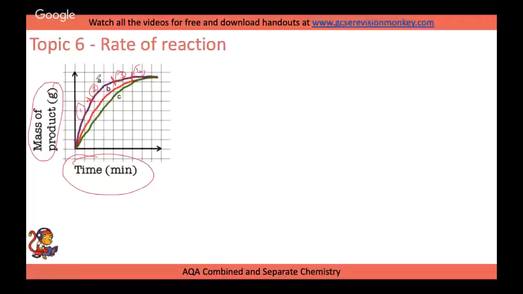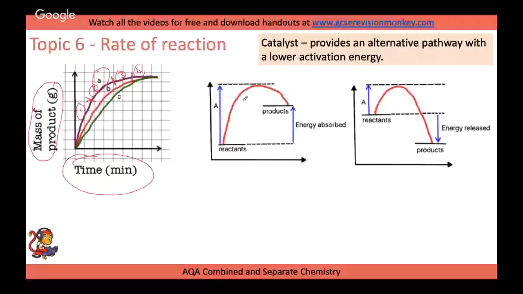We said we'd come back to the catalyst. We said before that it provides an alternative pathway with a lower activation energy. That's the GCSE bit. You won't get all the marks if you just say that it speeds up a reaction.